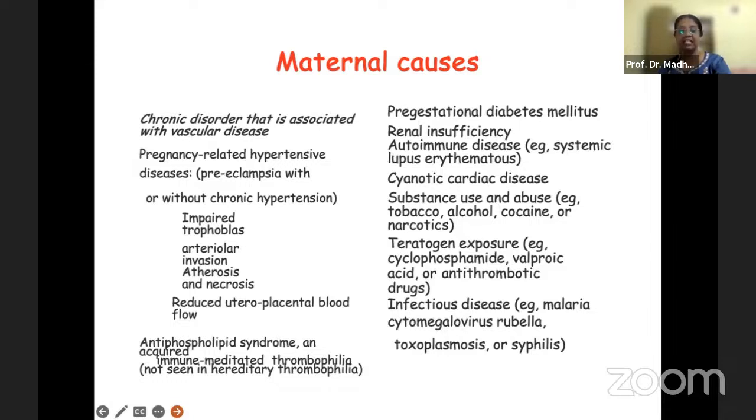The antiphospholipid syndrome is an acquired one. It's not seen in hereditary thrombophilias. Remember that. In the hereditary one, it's not seen, but in the acquired one only. Then there is pre-gestational diabetes. In gestational diabetes, usually you see macrosomia because of the other causes. Renal insufficiency, cyanotic heart disease, all these also contribute to maternal causes of IUGR.